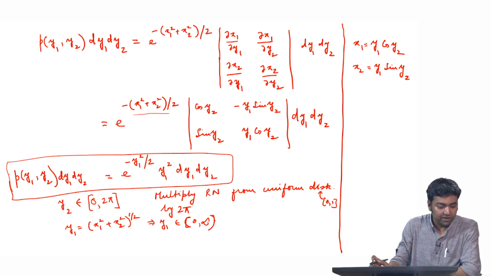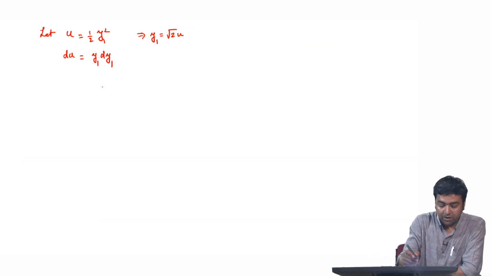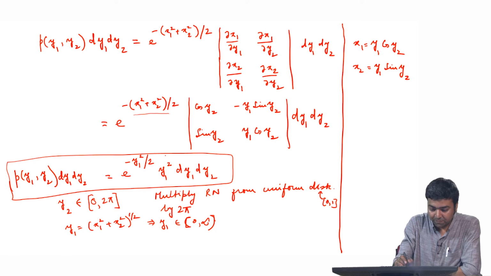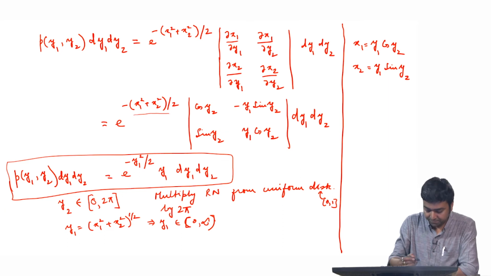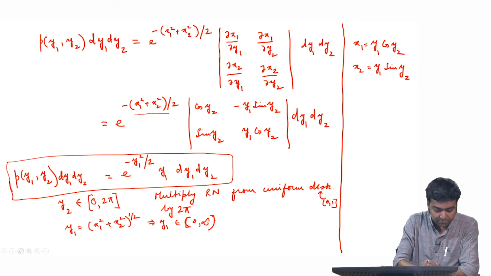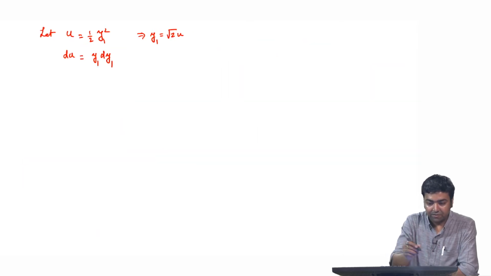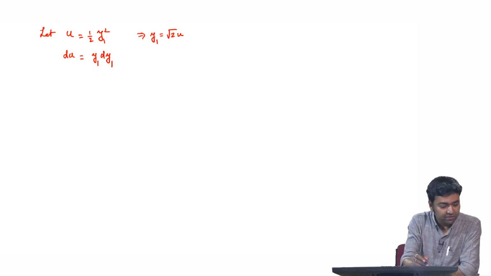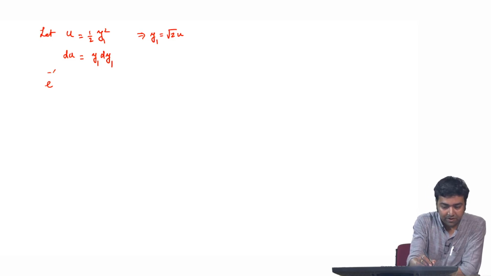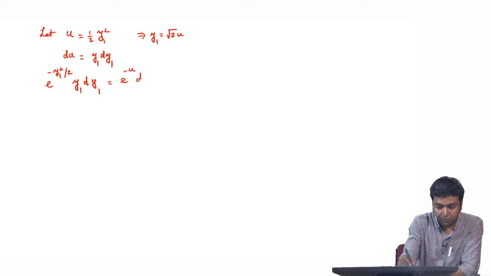So, what will happen is the following. In this expression, if we focus on this particular term, e to the power y1 square, sorry, there is a mistake here, it will be just y1, not y1 square. Sorry for that. So, what we will do is replace this part with this function. So, what I have is e to the power minus y1 square by 2, y1 dy1. This I can write as e to the power minus u du.